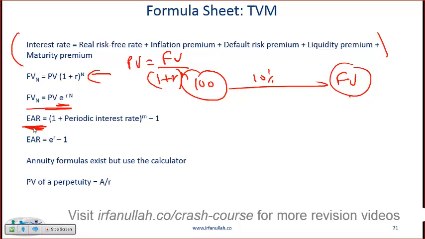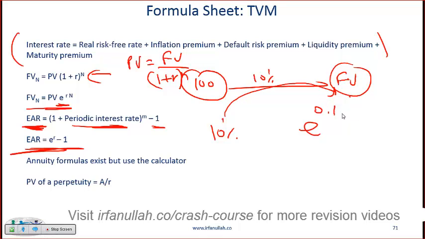The EAR is the effective annual rate. This is 1 plus a periodic rate. Let's say your period is a quarter. So you would take the quarterly rate raised to the power of m. What is m? It is the number of periods, and then minus 1 to get a rate. This is the effective rate where you have continuous compounding. So if your stated rate is 10%, then the effective rate is e to the power of 0.1, that's 10% in decimal, minus 1. And if you haven't done it, make sure you do this. Your effective rate when you do this will be a little more than 10%.